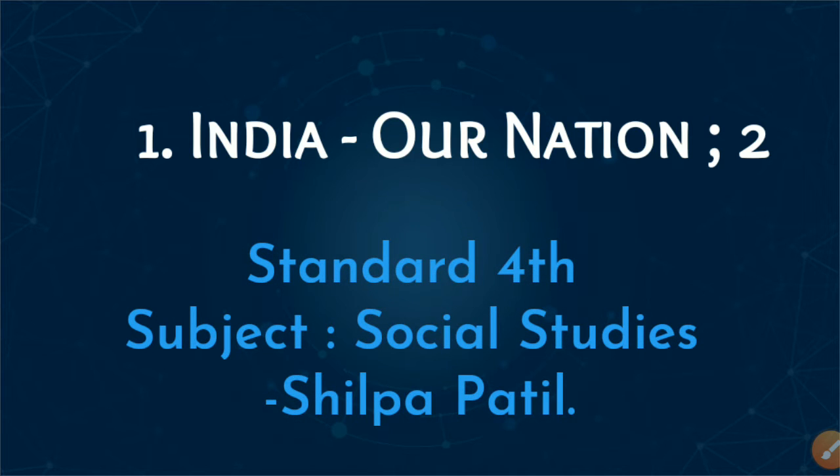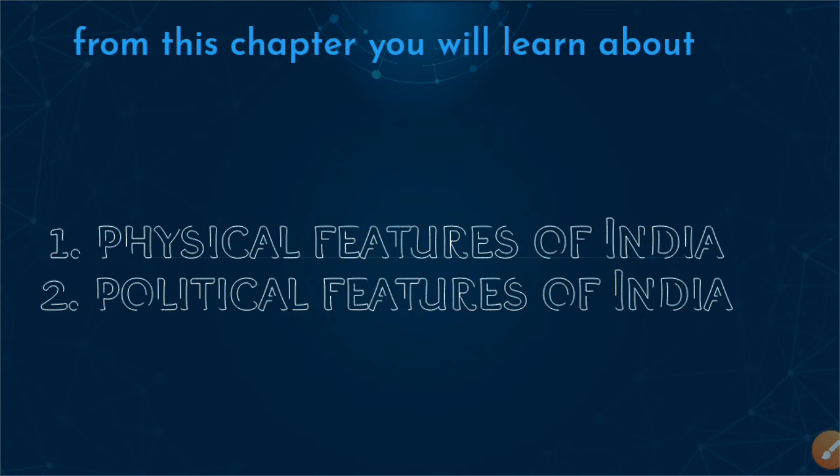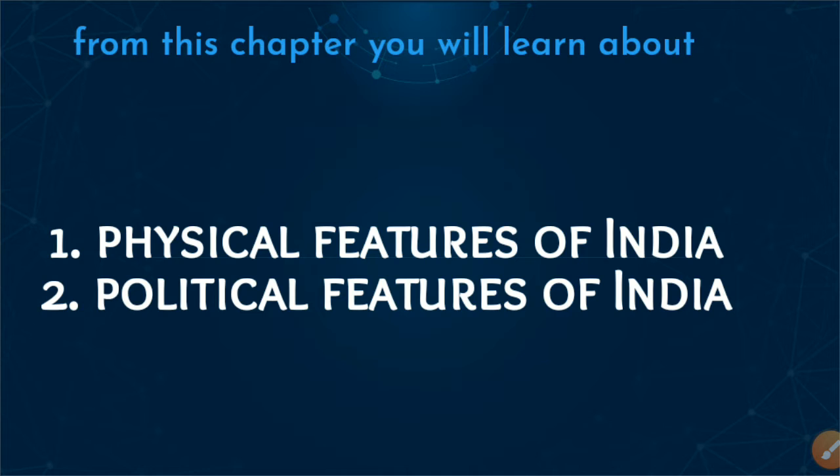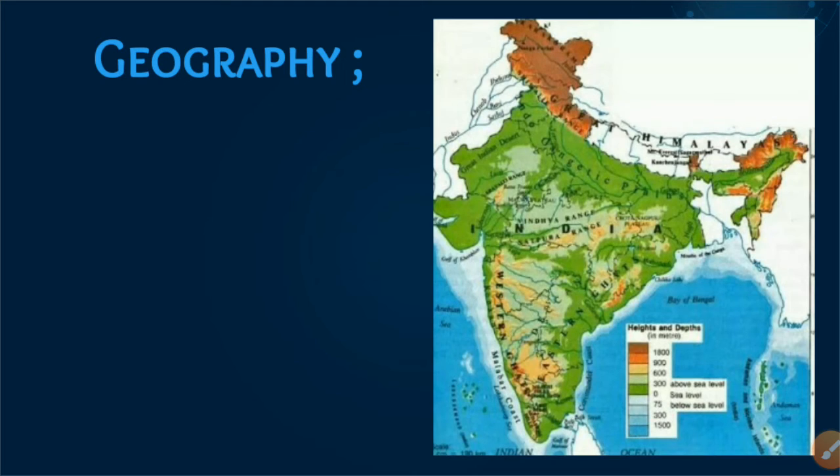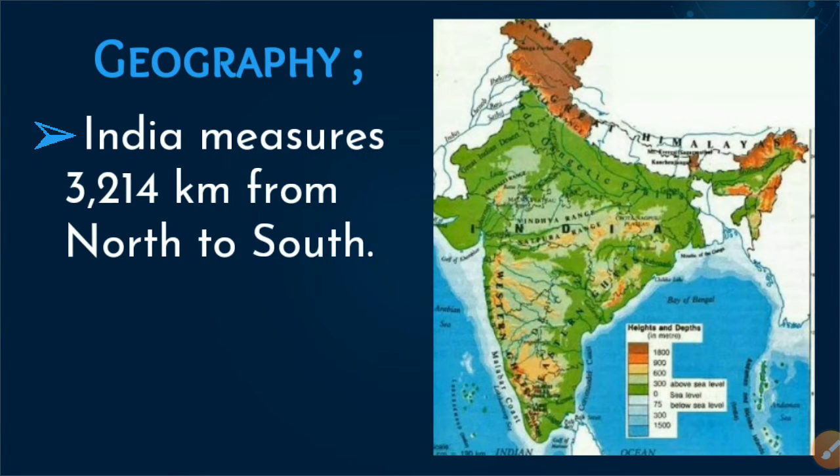Children, today we are going to continue our social studies first chapter, India, our nation. This is part 2. From this chapter you will learn about the physical features of India and the political features of India. First of all, we are going to highlight the geography of our India. This is the political map of our India, in which the states and its capitals are shown.